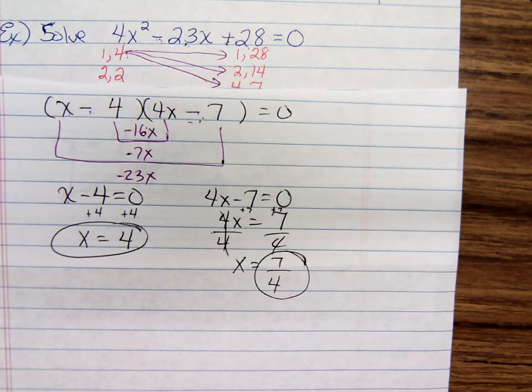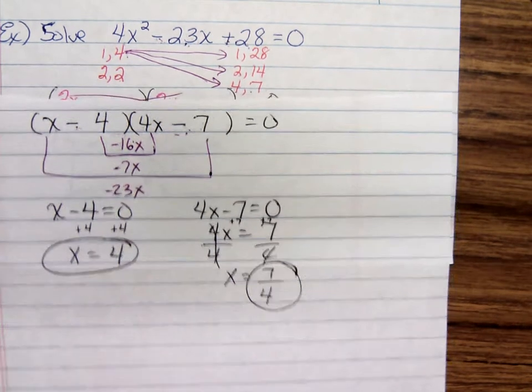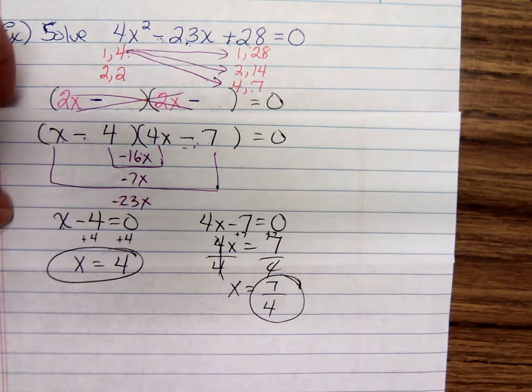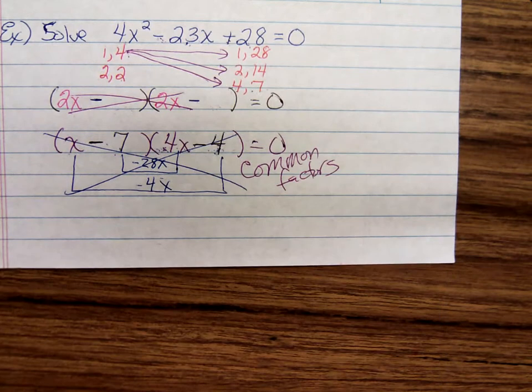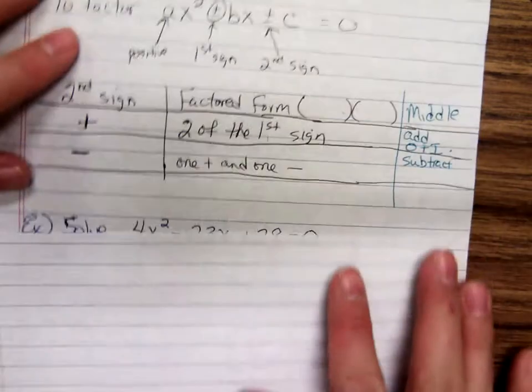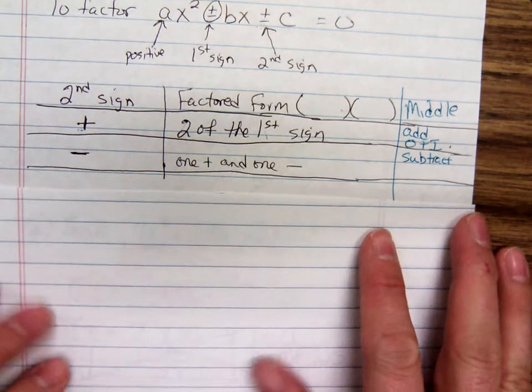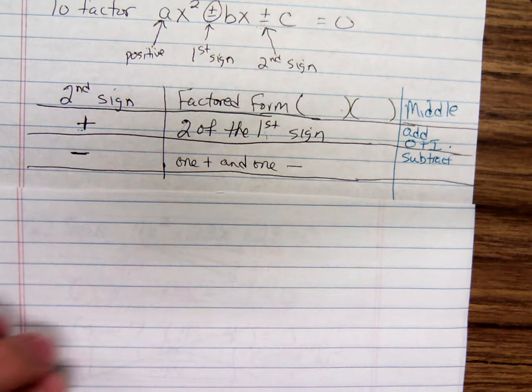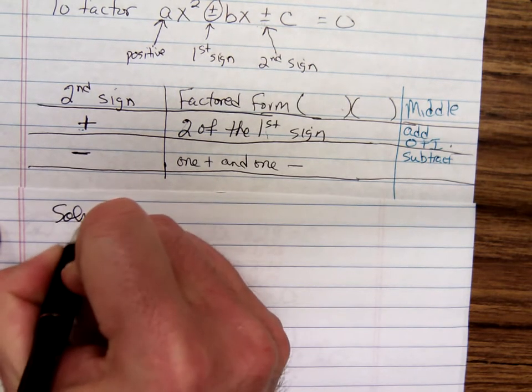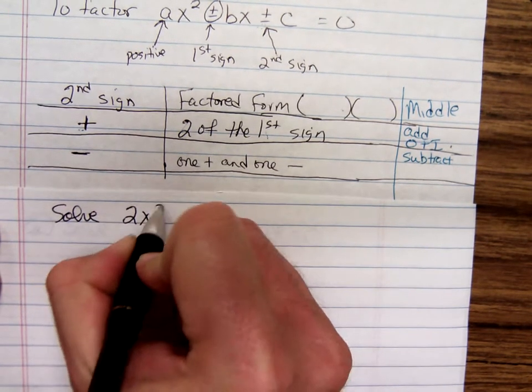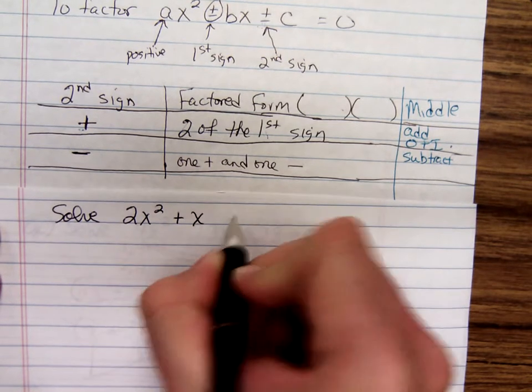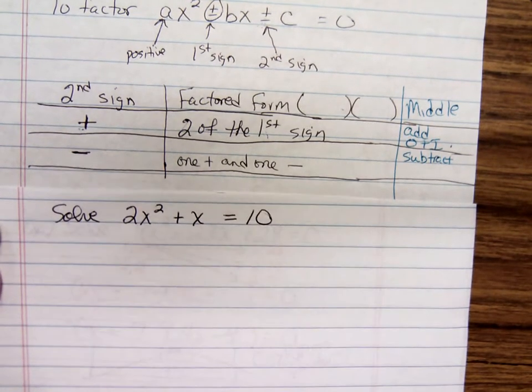Now, let's do another one of those. Keep in mind, you shouldn't have common factors in the parentheses. In a moment, we'll do some from the homework. Let's see. Here's the one we're going to do now. Let me move this down a little. Okay, so we're going to solve 2x squared plus x equals 10.